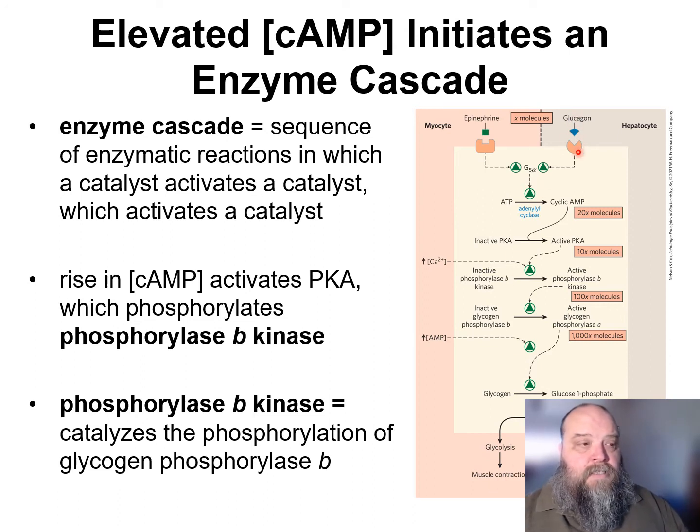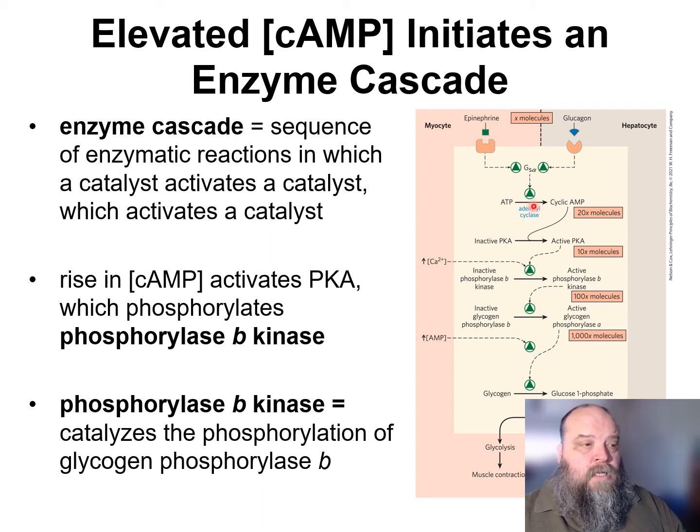Glucagon does relatively the same thing. G protein, cyclic AMP, boom, boom, boom. Glucose into the bloodstream. All is good. This is the muscle cell. This is the liver cell. Notice, though, one glucagon, one epinephrine, one G protein activated.